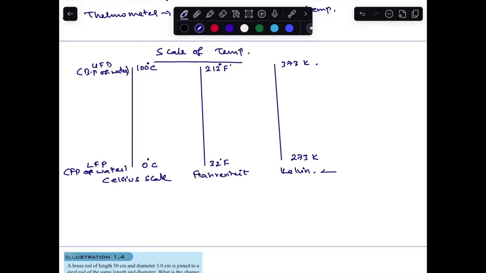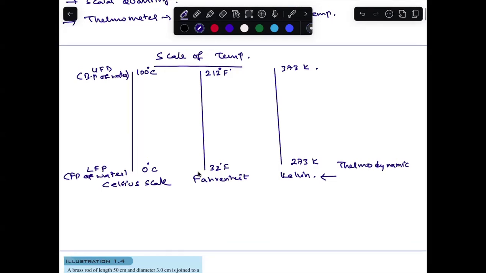Kelvin scale is actually modern. And the Kelvin scale is what we will call a thermodynamic scale. Kelvin.